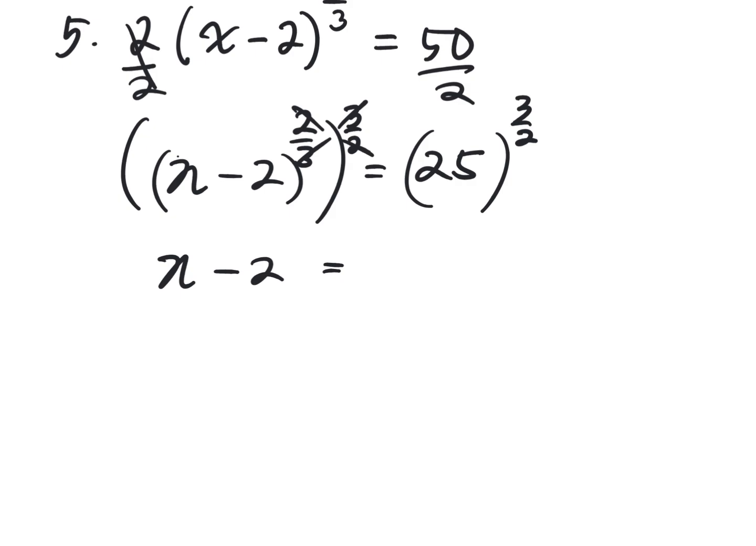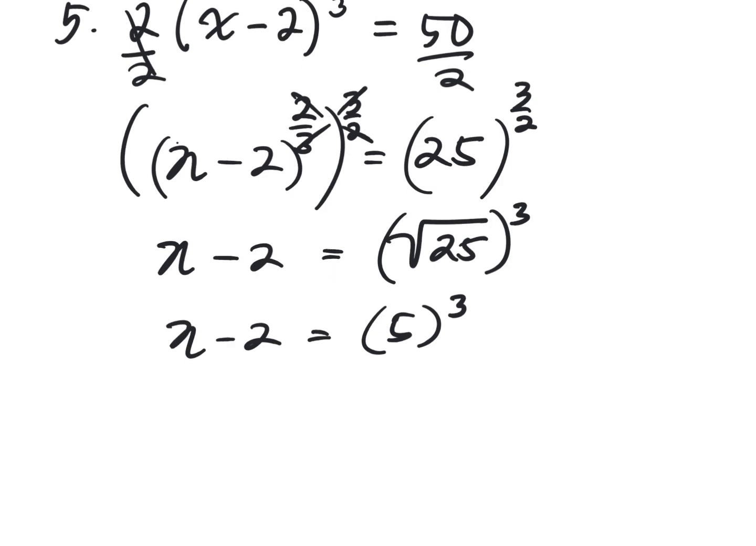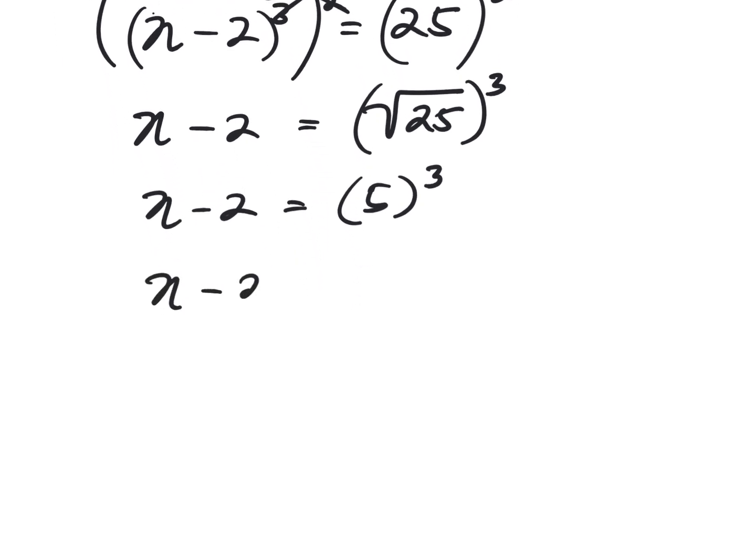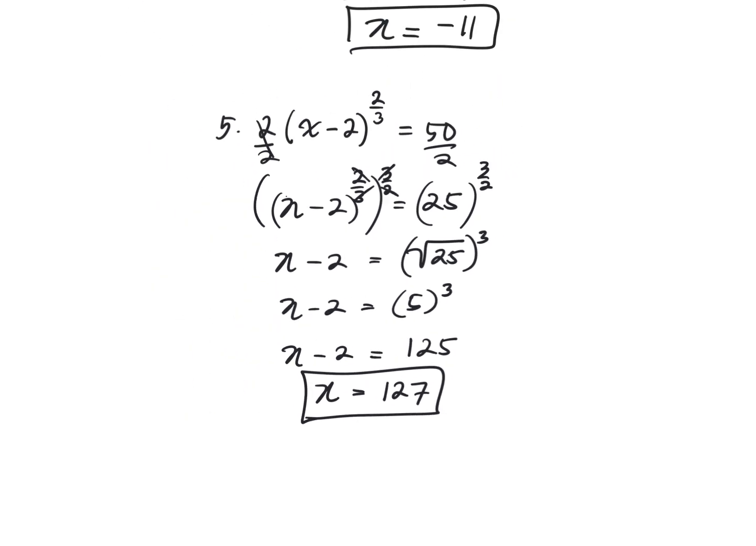Now, the radical form of this, if you're going to look at it, it's just going to be the square root of 25 and then raised to 3. So having said that, the square root of 25 is 5, and then raise again to 3. So this is going to give us x minus 2 is equal to 125. Now, transposing negative 2 on the other side, that's going to give us 125 plus 2. Our final answer here is x is equal to 127.